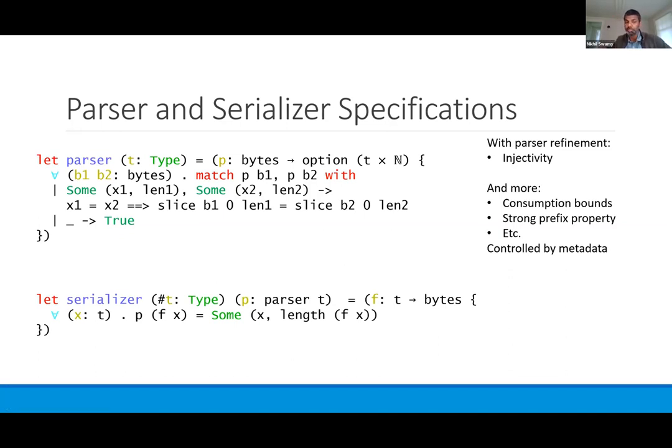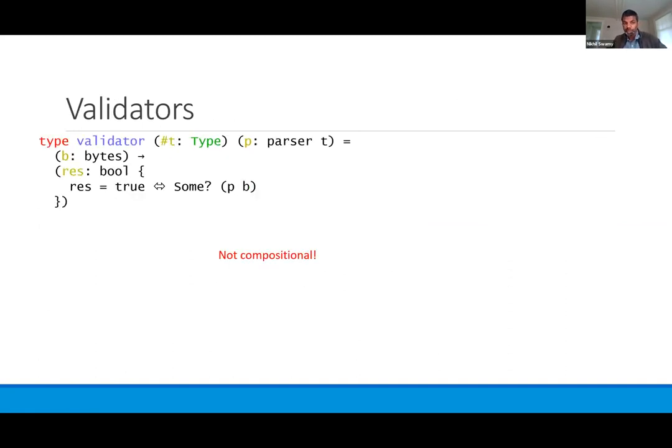So these things are just pure specifications. They're pure functions in F star. This is not the code that we want to execute. Instead, what we're going to execute is, we're going to write low-level code in this type called validator, where a validator is going to be proven to be equivalent to a particular specificational parser.